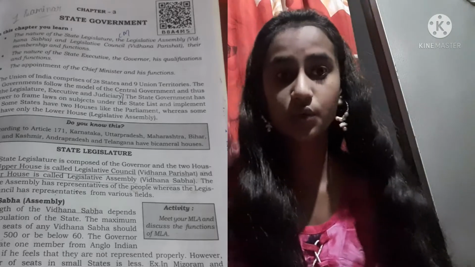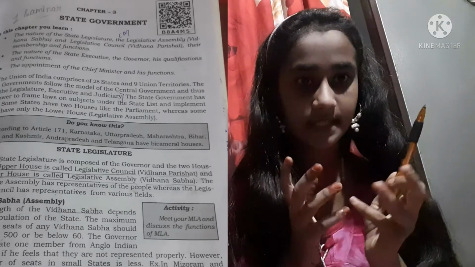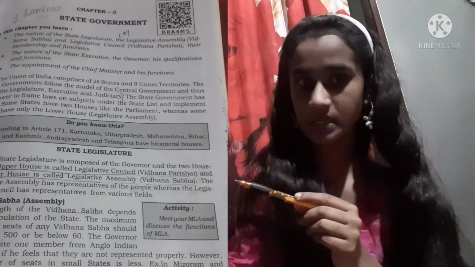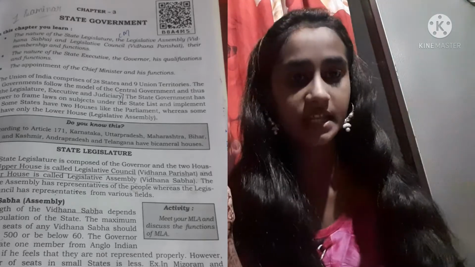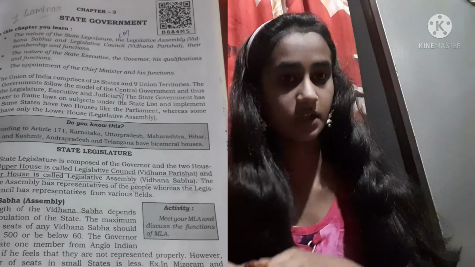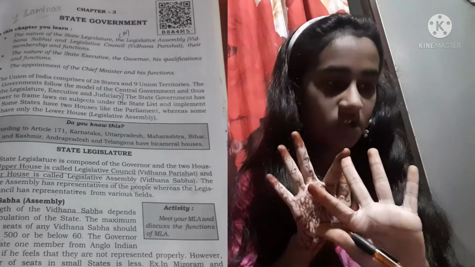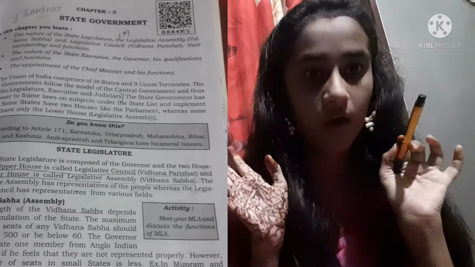The Union of our country, India, comprises 28 states and 9 union territories. Let's go through all the 9 union territories, because it's general knowledge you have to know. First, Andaman and Nicobar, Chandigarh, Nagar Haveli, Lakshadweep, Pondicherry, Delhi, Ladakh, Jammu and Kashmir, Daman and Diu. These are all the 9 union territories of our country.